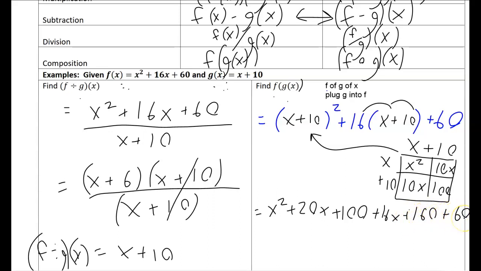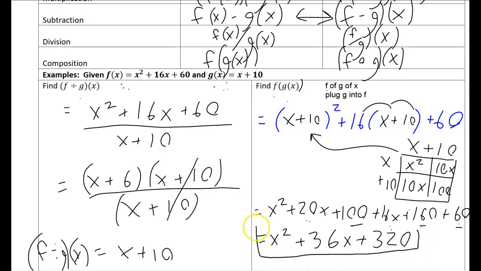And notice I still have some like terms that I can combine. So I'll bring down x squared, and then my x terms combine to 36x. And then my constants, I have three of them. I have 260 here, plus another 60 is 340. No, sorry, 320 I get. So that is my f of g of x. Right, so notice I plugged one into the other, and I would have gotten something completely different if the order had been switched.